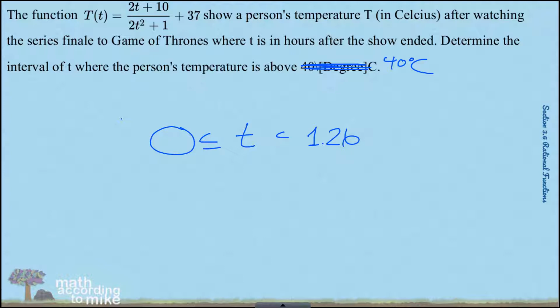We could again have solved this algebraically. You would need to know some algebraic manipulation. Oops, we want greater than there because it says greater than 40 degrees. So for instance, you would bring the 37 to the right hand side by subtraction. You'd multiply both sides by 2t squared plus 1. That would give you a quadratic inequality, and then you'd know how to solve quadratic inequalities. This is what I think about that. We'll just use the calculator instead. So much easier.